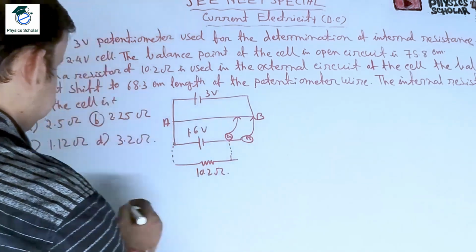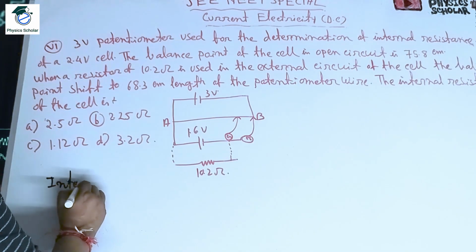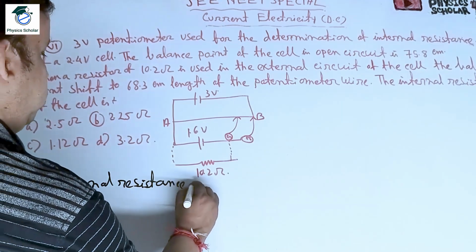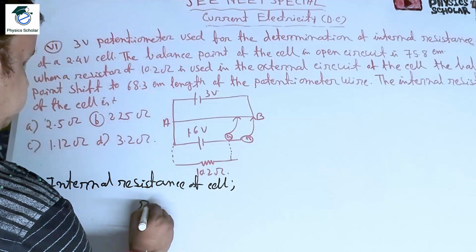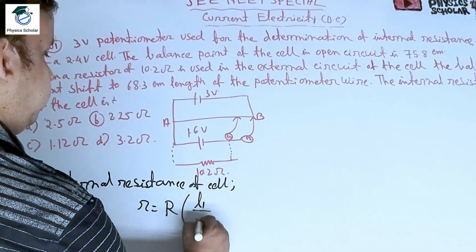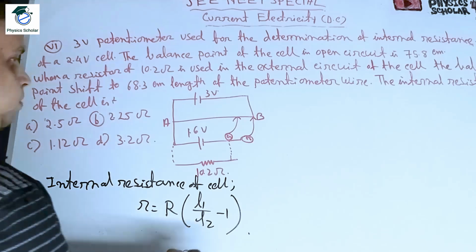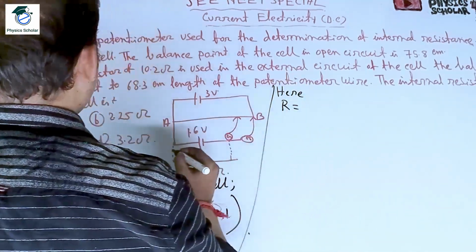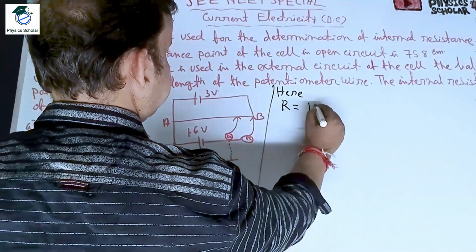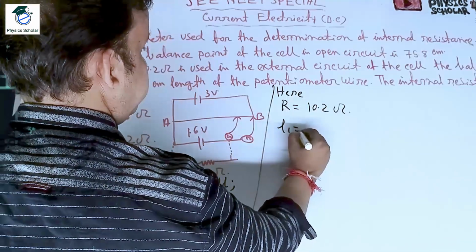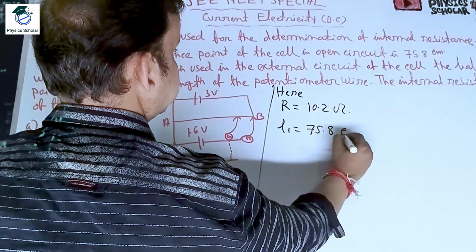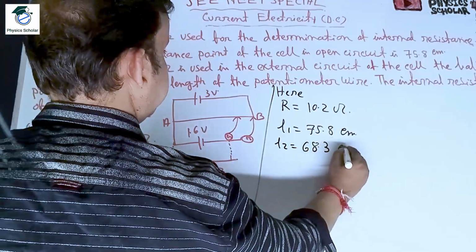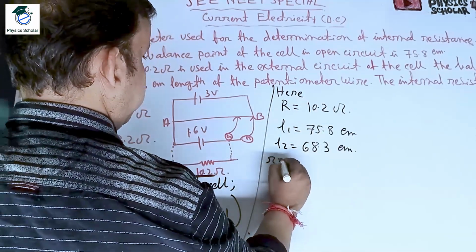So one formula is there. Internal resistance of the cell, small r, is equal to capital R into L1 by L2 minus 1. Clear? So very easy formula. Here capital R is equal to 10.2 ohms, L1 is equal to 75.8 centimeter, and L2 is equal to 68.3 centimeter. So small r is equal to how much?